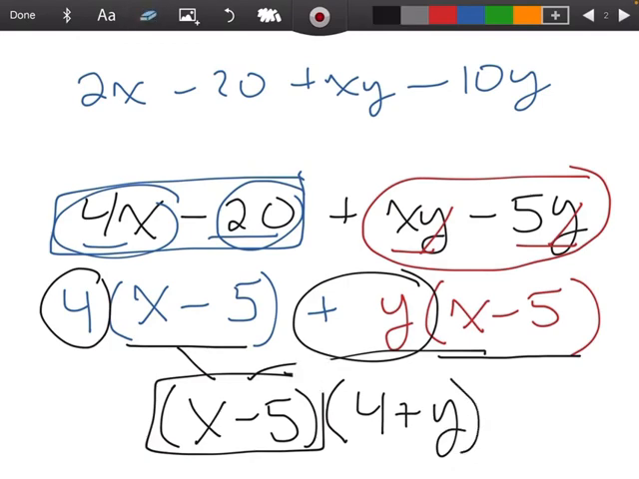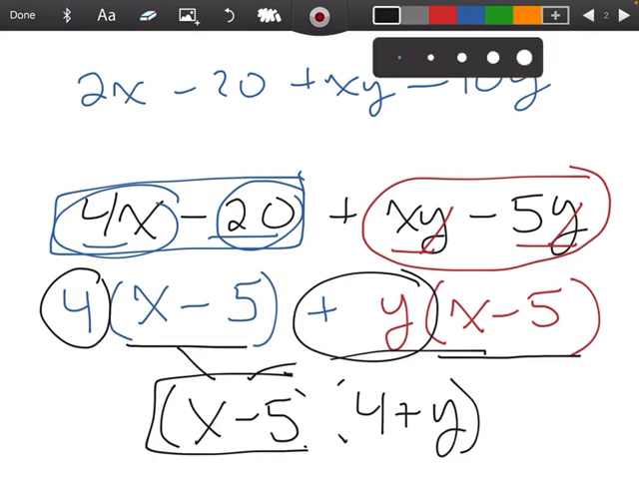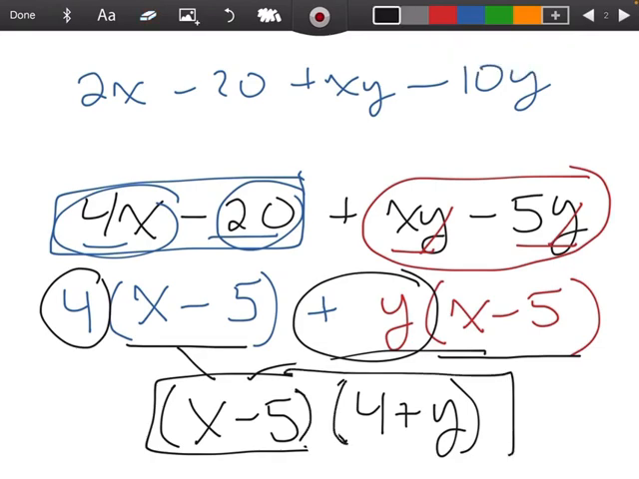So let me get rid of this little line and this little line right there. There we go. Just so that we understand that it's all one big answer right there, okay?